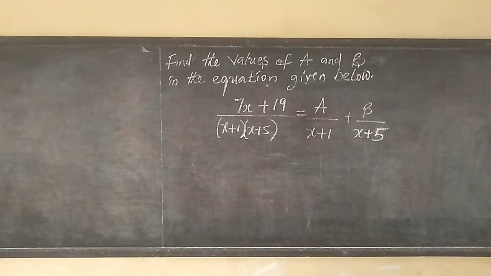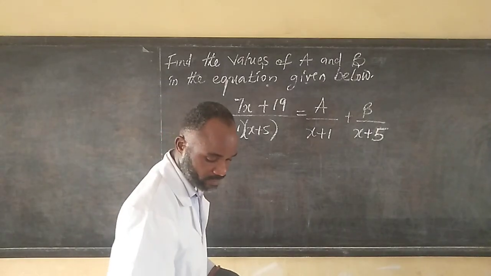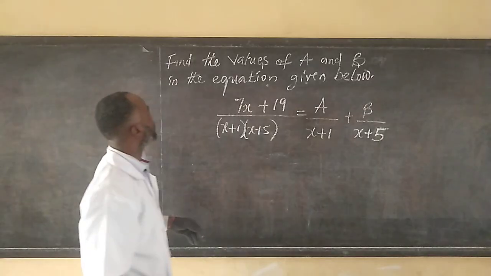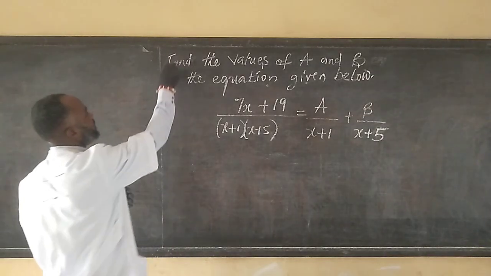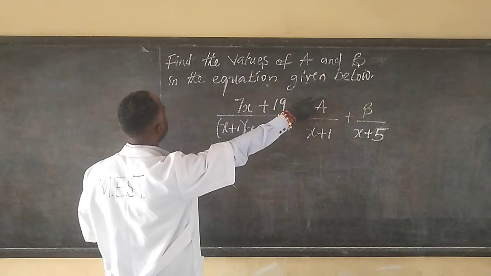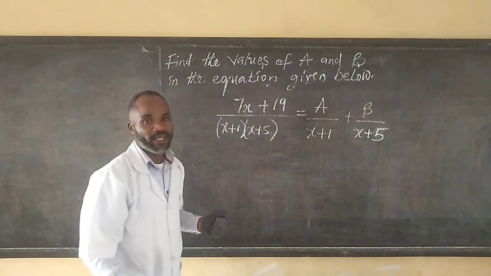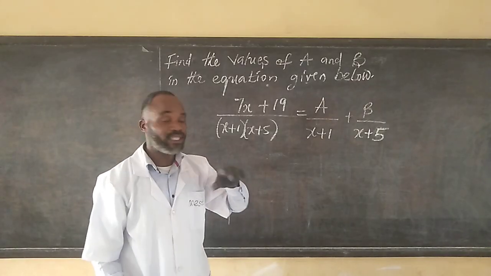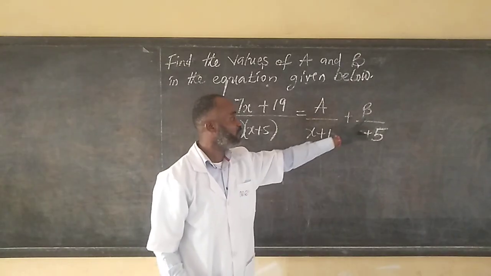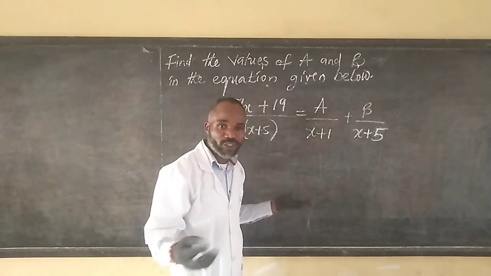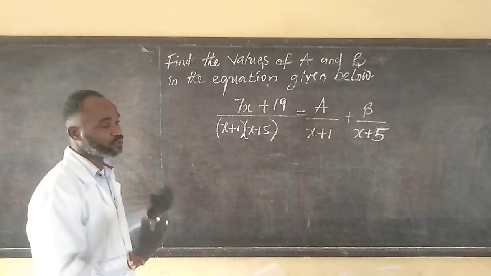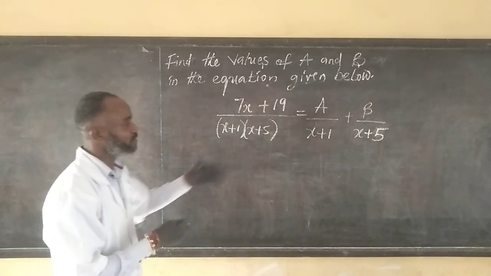Now we have to resolve this problem in such a way to find the values of A and B. The question is very simple. Find the values of A and B in the equation given below. And this is the equation given below, and the values we are asked to find are the value of A and the value of B. What do we do? That is the first question that will come to the mind of a student who is trying to find the values of A and B.